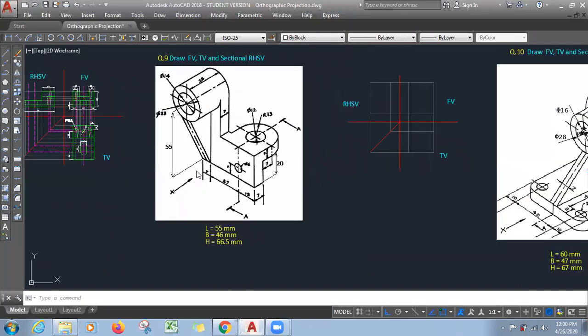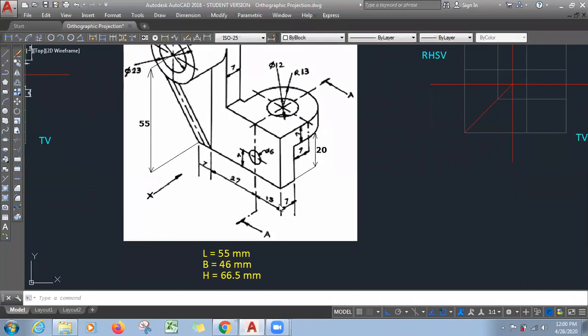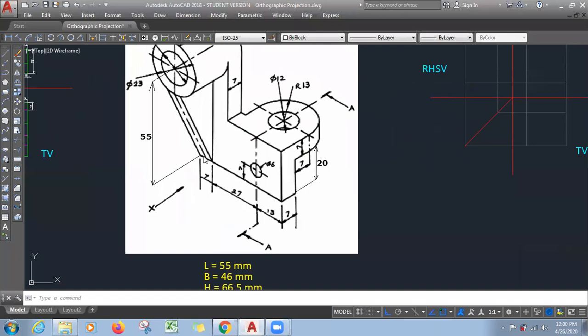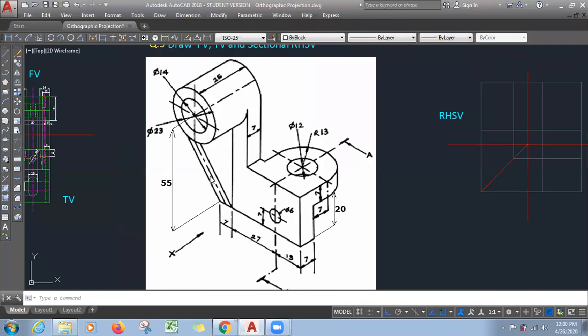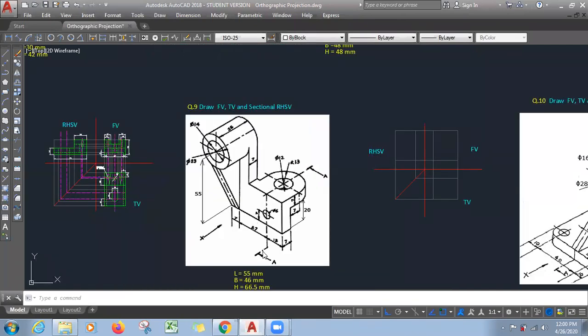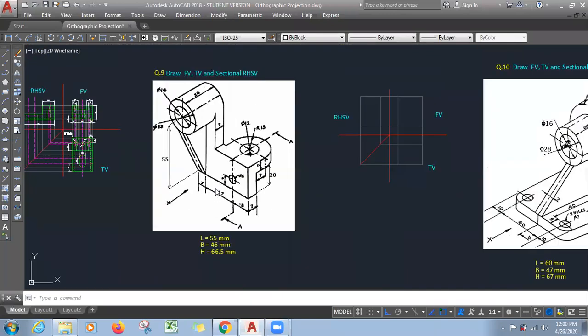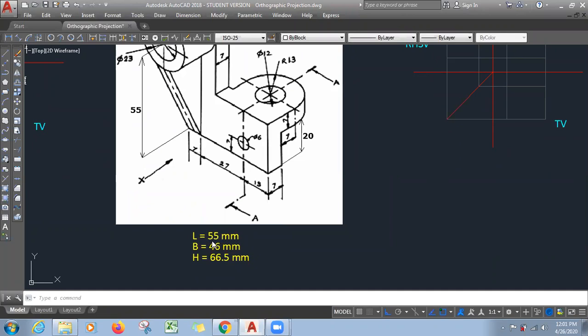Let us find out the length first. Length of the object is how much? This is 13 plus 27 plus, now up to the center line, this distance is how much? Total is 7, so this is 3.5. So 27 plus 13 is 40, plus 3.5. Now we have reached up to this axis. Now the outer circle has a diameter of 23, so the radius will be 11.5. So 11.5 plus 3.5 plus 27 plus 13, so the length becomes 55 mm.